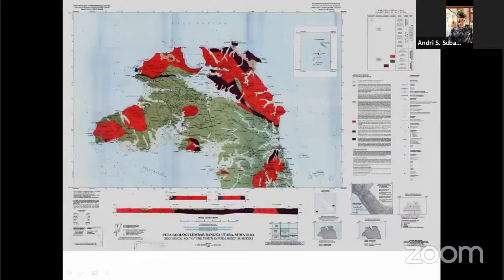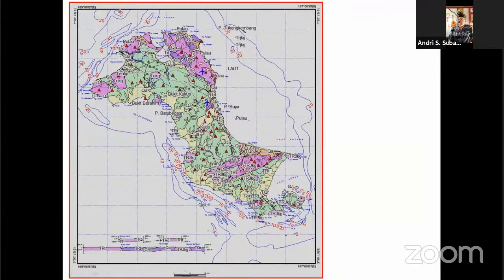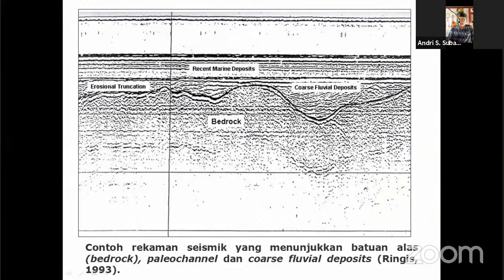So this is Bangka Belitung showing granite in the red color. We have to explore the Tanjung Penyusup area. This is the granite landscape that is mostly dominated by granite. So this is why until now PT Timah mines in the seafloor, in the offshore, because some of the rivers are filled in the Karimata Strait. So this is the bedrock, from a single channel seismic. And we have some channels that may be filled by coarse fluvial deposits and also tin sand.